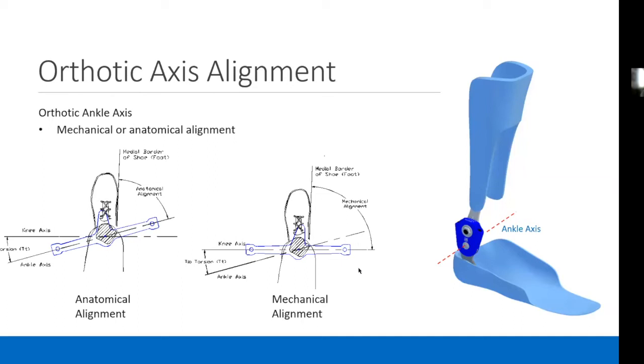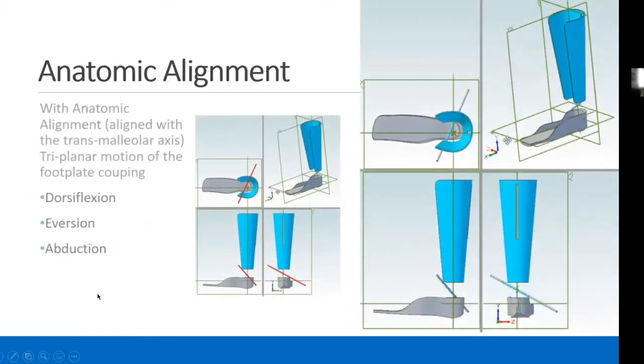And this is an interesting survey question. A lot of the orthotists that I know don't actually align with the transmalleolar axis, but rather they align with what we call a mechanically aligned ankle axis, and that is with the ankle axis aligned parallel with the knee axis in the transverse plane. And so I guess you have to ask, why would you want to do that, and what are the consequences of that? I have a little bit of an image here that shows what happens.